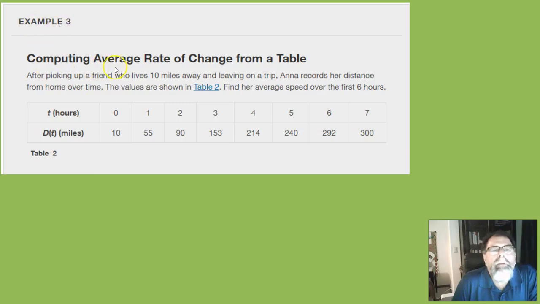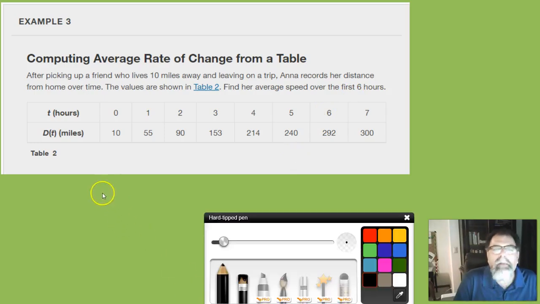Example 3, computing average rate of change from a table. After picking up a friend who lives 10 miles away and leaving on a trip, Anna records her distance from home over time. The values are shown in table 2, which I have right here. Find her average speed over the first 6 hours. Okay, so we want to find the average speed. Speed is a rate of change.